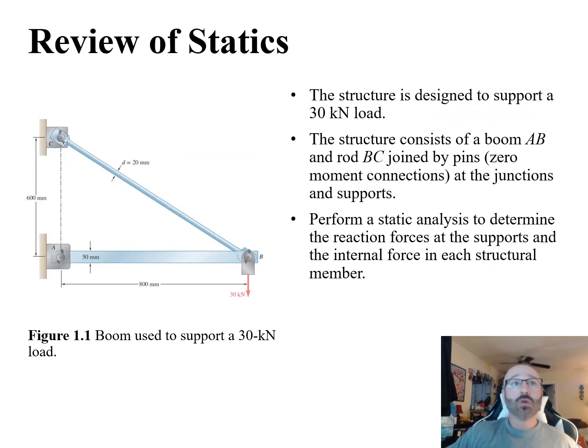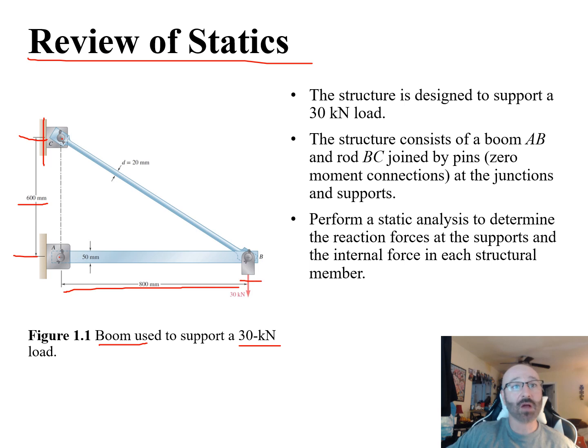So the next thing I want to do is go through a little bit of a review of statics. So what we can see over here, we have a boom that's going to be used to support a 30 kilonewton load. So we have over here, okay, these are fixed to the wall. Right there, we've got these two pin joints, one at C, one down here at A. We know the distance between these two, between A and C, is given to us as 600 millimeters. We can see now coming off this pin joint here, we have a member that's 800 millimeters long coming out here to our external load of 30 kilonewtons.